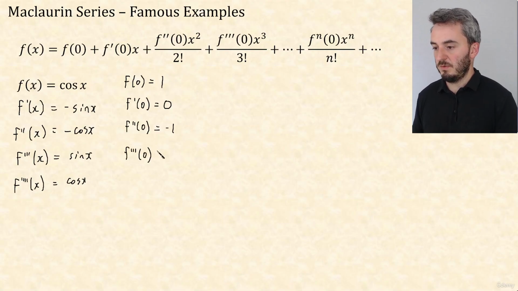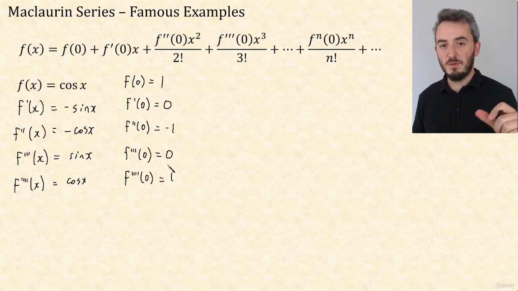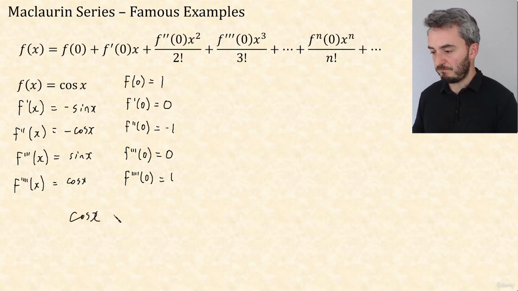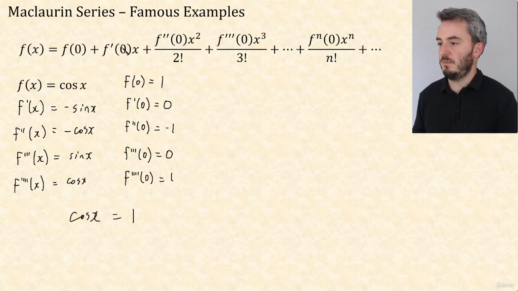Sine of 0 is 0. And we repeat. The fourth derivative, cos of 0 is 1. So these terms are going 1, 0, minus 1, 0, 1, 0, minus 1, 0. That means that cos x is, well, f of 0 is 1, so we start with 1.